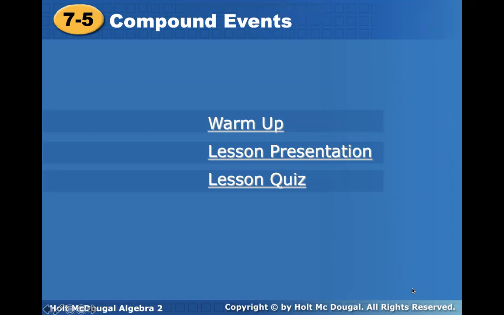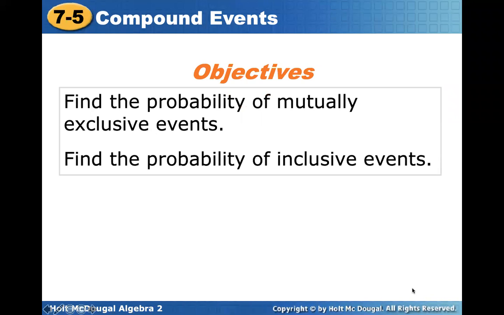So today we're going to talk about compound events. All right. Probability. On the back side of your note sheet, there's all those formulas for probabilities, right? So we are going to cover two of them. There's compound events, there's mutually exclusive events, and there's inclusive events. So we want to find the probability of mutually exclusive events and the probability of inclusive events. You probably don't know what those terms mean yet, but we'll talk about them here today.